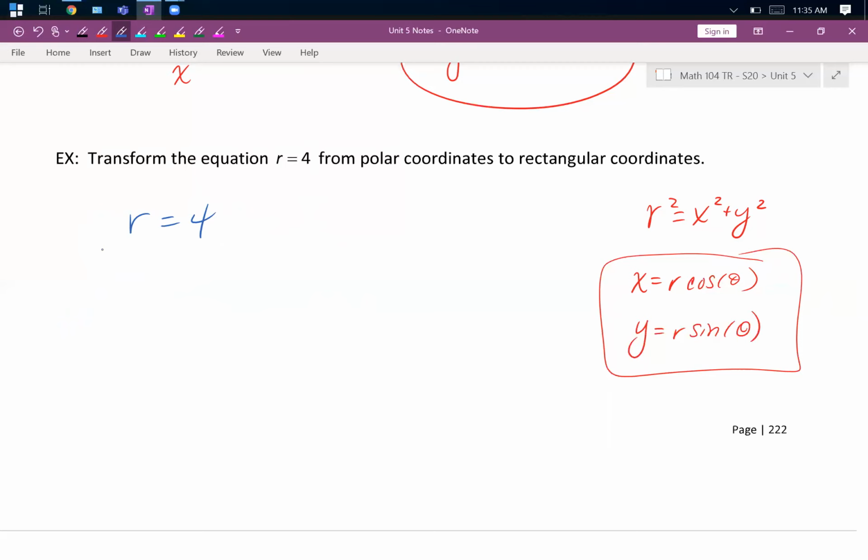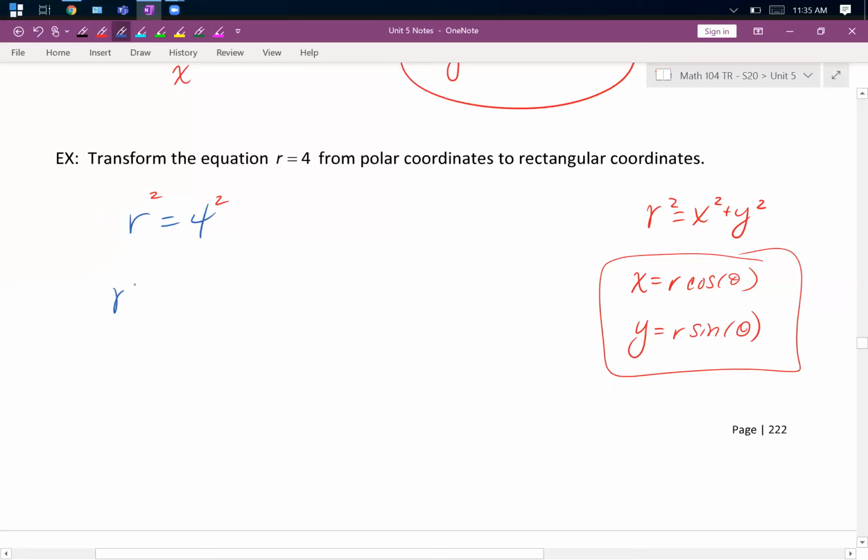Did we square both sides? So is that a legal math move? If we square one side, can we square the other side of an equation? Sure, whatever we do to one side, we do to the other. What's not a legal math move, that I tell you guys not to do, is you can't square the top and the bottom of a fraction.